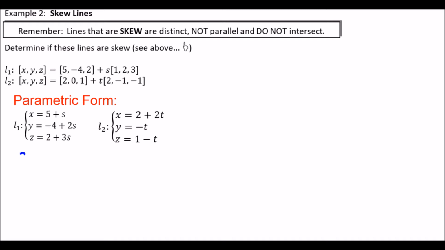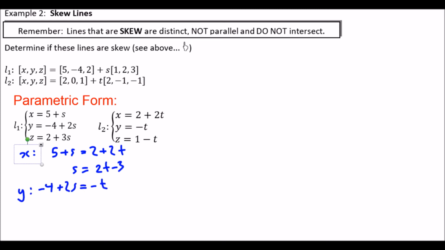But again, we look at the x's. So x here will be 5 plus s is equal to 2 plus 2t. I can isolate for s pretty quickly here. So I get s is equal to 2t minus 3. And then for my y's, I have here negative 4 plus 2s is equal to negative t. Well, that's nice. So what can I do here? I'm going to plug this in.